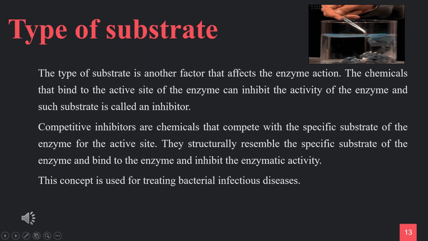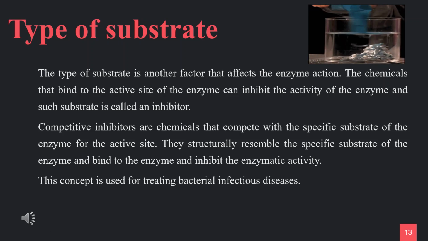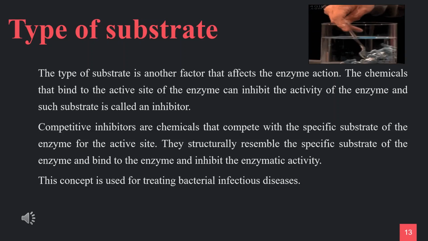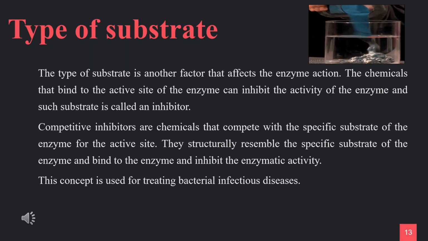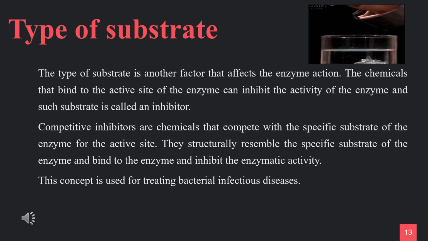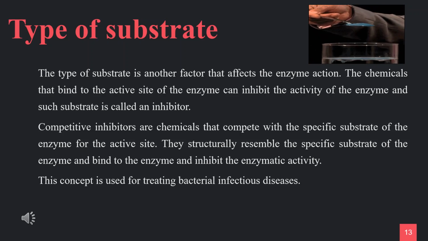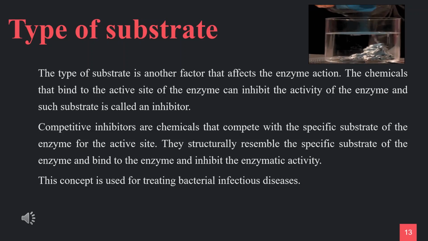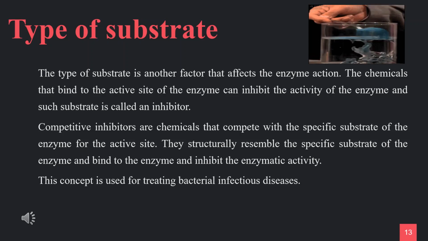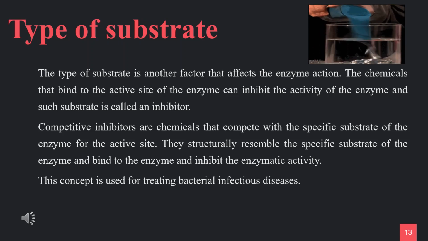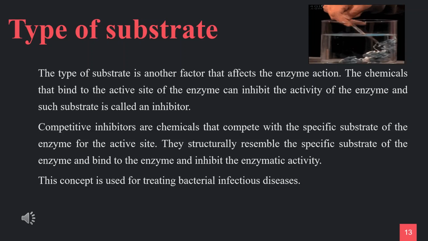Another substrate-related factor which affects enzyme activity is the type of substrate. There are different types of substrate, classified into two categories. The normal substrate binds to the enzyme at its active site and exerts a certain action, and the other type is called competitive inhibitors. Inhibitors are chemicals which compete with the specific substrate for the active site of the enzyme. They structurally resemble the specific substrate of the enzyme, but they have antagonistic activity, which means they antagonize the action of the enzyme. This concept can be used for treating bacterial infectious diseases.